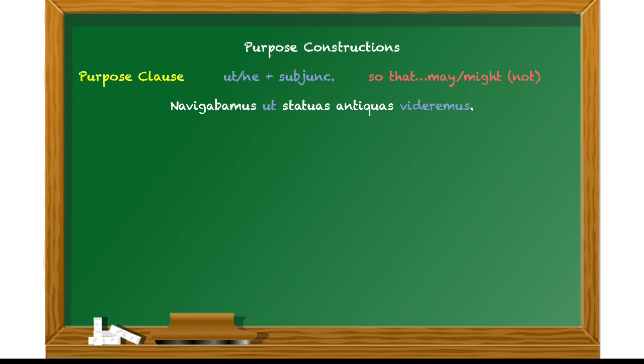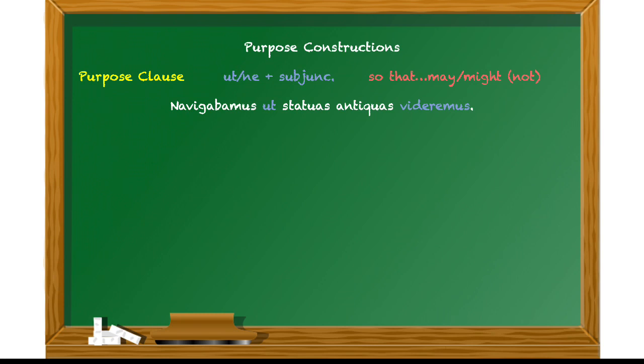You remember it uses ut or ne, followed by the subjunctive, with a translation of "so that may" or "so that might," and of course "not" if it's a negative. And you'll want to copy this this way. So we've got three columns here: the name of the clause, the keywords in Latin, and then the translation over on the right. And then we've got our example sentence.